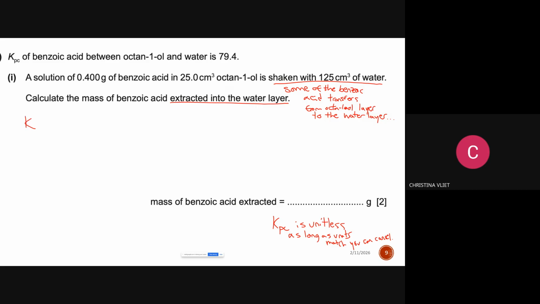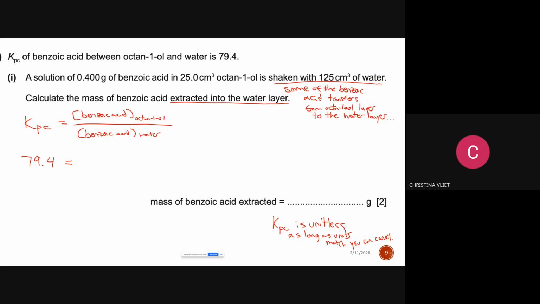First, KPC, that formula. It's the ratio between the solubility in two solvents. Here it's the solubility in octanol versus the solubility in water. So it's the solubility of benzoic acid in octanol over benzoic acid solubility in water. That's the order because they told us. The KPC between benzoic acid octanol and water is 79.4. So here's where the math is. KPC is 79.4. We have that.